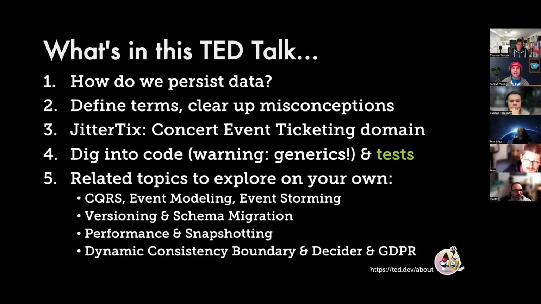Something called dynamic consistency boundary, which I sort of fell into myself, and then found that the folks from Axon IQ actually came up with a name for that. There's also decider. There's also privacy issues in terms of what if you need to forget information.